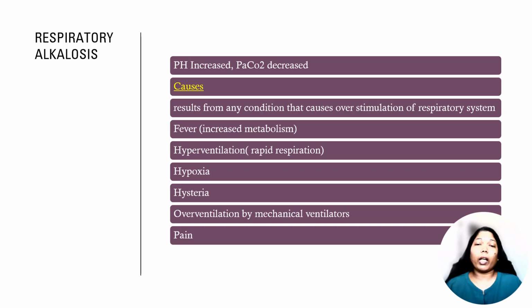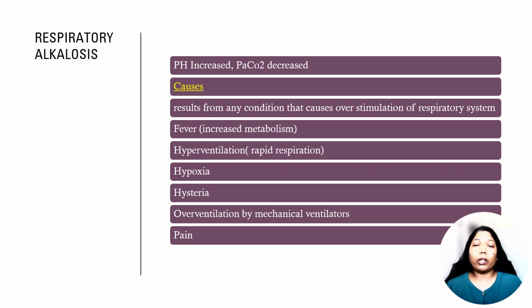Next one is hypoxia. When there is hypoxia, the patients are struggling to breathe, so they will breathe too fast, so quickly. The same thing happens with hyperventilation, blowing off CO2 and decreased amount of CO2 in the lungs and the blood. And then hysteria or anxiety. When the patients are anxious, they breathe too quickly. The same mechanism happens here with hyperventilation.